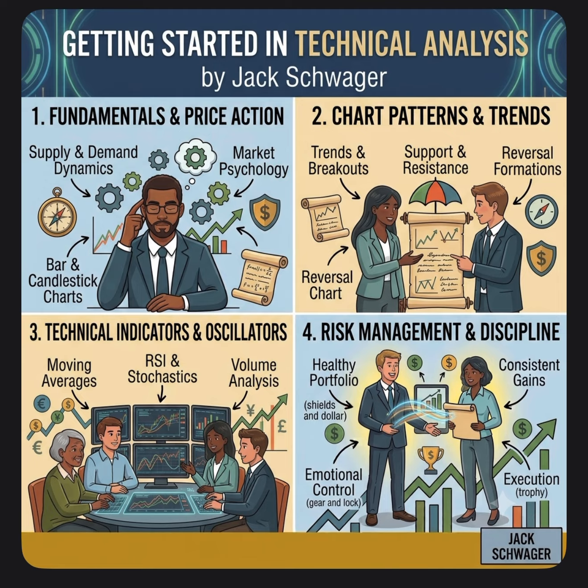The golden rule of risk management and capital preservation. Now we reach the absolute core of Jack Schwager's philosophy. You can master every chart pattern in existence and build a brilliant trading system, but if you do not understand risk management, you are guaranteed to blow up your account eventually.